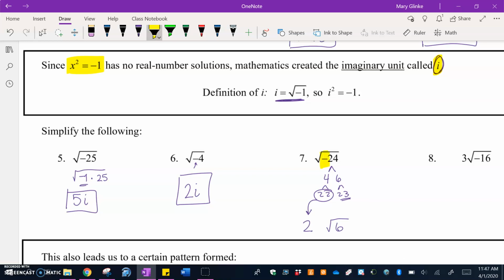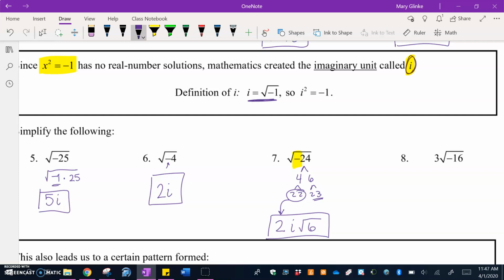But now we have to deal with this negative part. So the square root of the negative 1 becomes an I. So we're going to write it as 2I root 6 because the I came out of the square root. We don't want it to be after the square root because it's kind of hard to tell if it's in or out then. So the I comes just before the square root and after the number you took out.